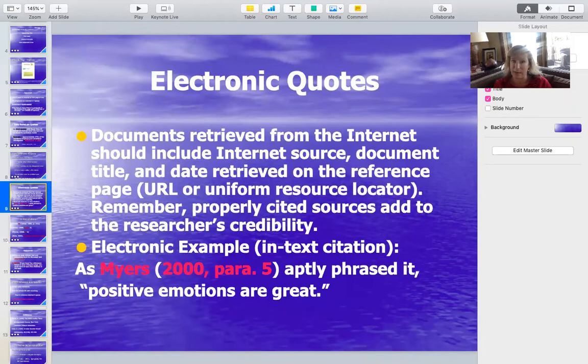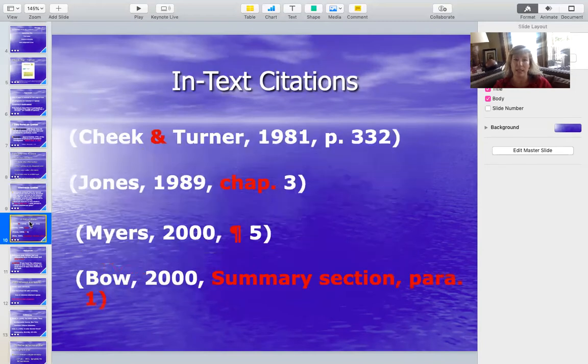Then I'm just giving you some examples, things from the internet, what you have to have in there: the internet source, the document title. So in here they have the person introduced, the year. Remember, I said the year is the most important, and then the paragraph number. And they show the in-text citations looking like this. If you have two or more people, you can use the ampersand instead of the word and. You can use chapters. You can use the paragraph number instead of the word paragraph, P-A-R-A. That's perfectly fine. Or you can use the whole word. But as you see, the year is the most important.